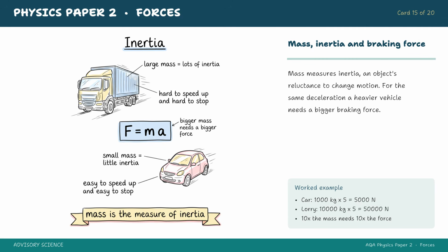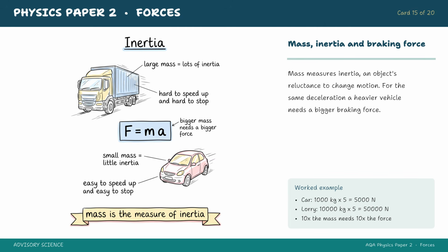Mass is a measure of an object's inertia, which is its reluctance to change its motion. It's harder to start a heavy object moving, and it's harder to stop a heavy object once it is moving. To stop safely in the exact same distance, the heavy lorry and the small car need the exact same deceleration. Because the lorry has a much bigger mass, the formula F equals m times a proves it needs a much bigger backward braking force to slow down at the same rate as a small car.